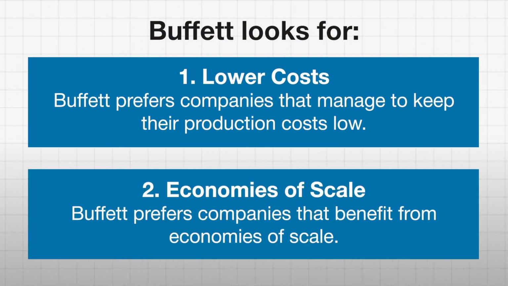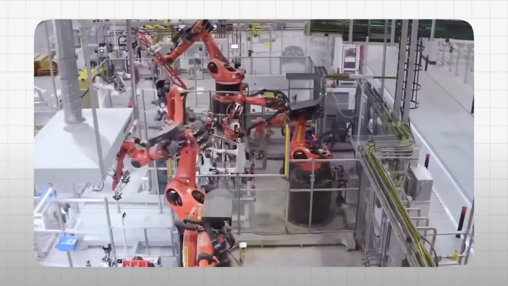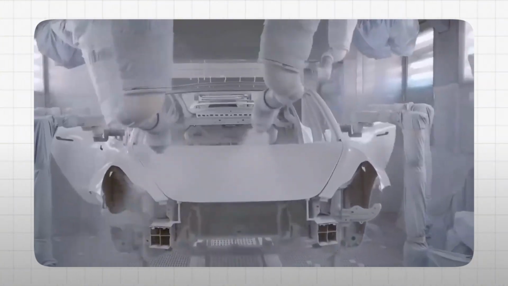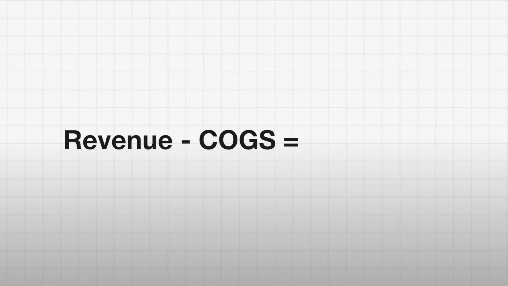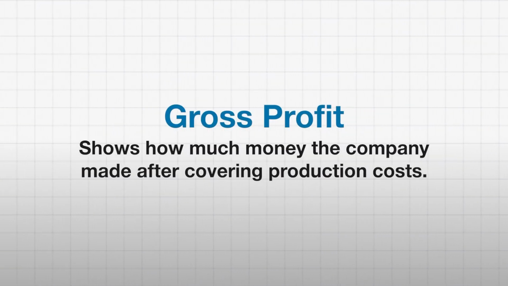Second, economies of scale. Buffett prefers companies that benefit from economies of scale, which means that as companies grow, their cost per unit produced should decrease, allowing them to keep more profit from their revenue. Buffett uses COGS to see how well a company manages its costs. Companies that keep COGS low while generating high revenue are more likely to have sustainable profits. Next, subtracting COGS from revenue gives gross profit. This shows how much money the company made after covering production costs.